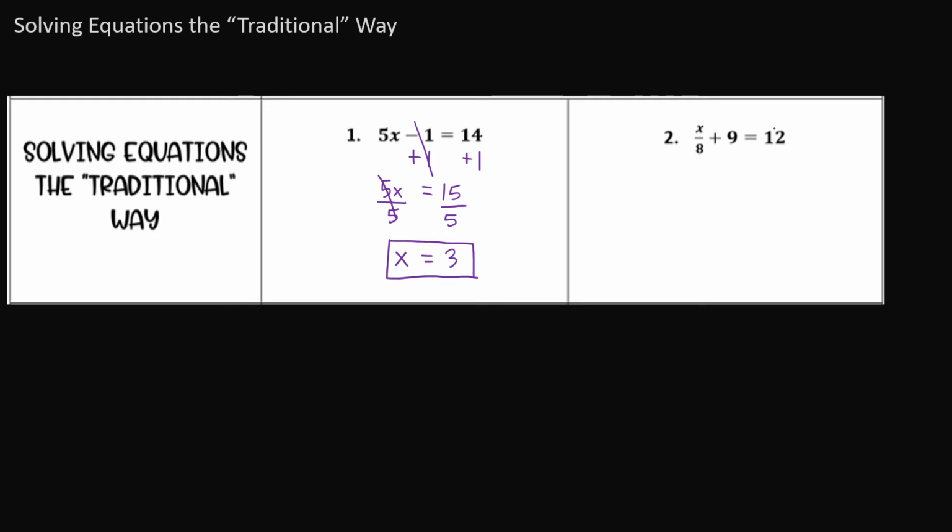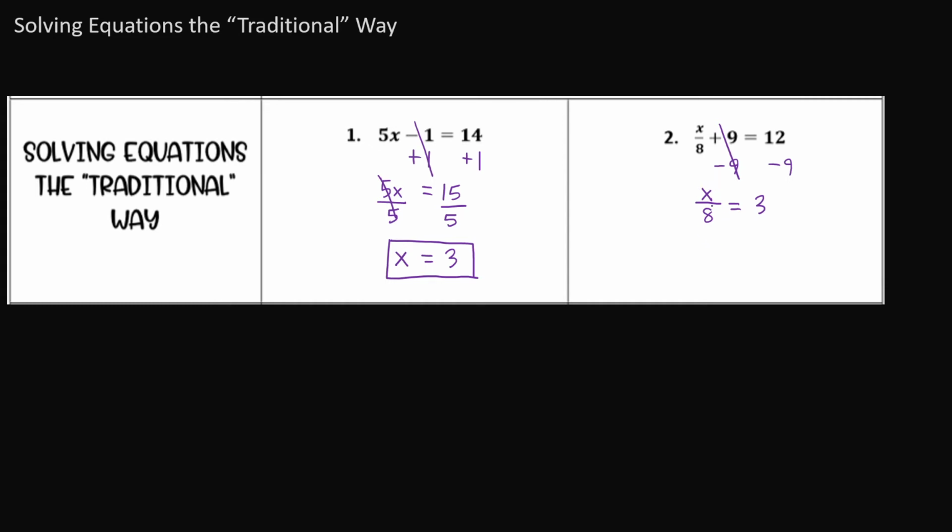And let's try one more. Number 2 says x divided by 8 plus 9 is equal to 12. Let's start with this plus 9 here. The opposite operation of adding 9 would be subtracting 9. And what we do to one side of the equation, we must do to the other side. This has been eliminated. We're left with x divided by 8 is equal to 3. 12 minus 9 is equal to 3.